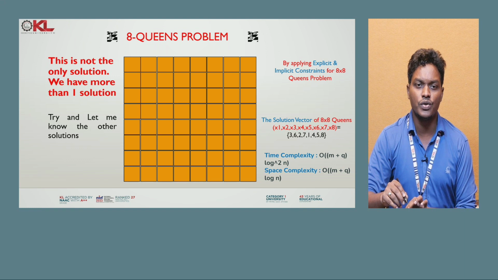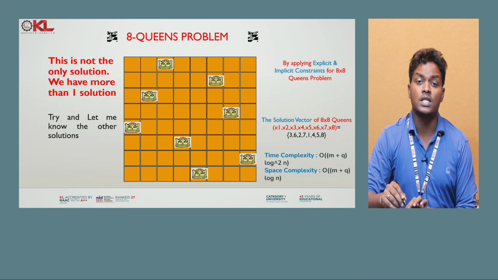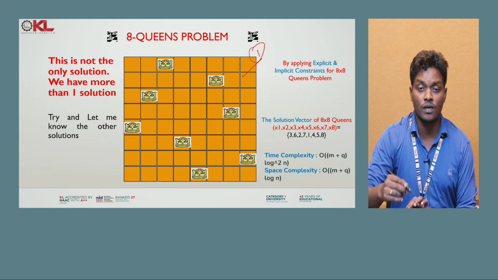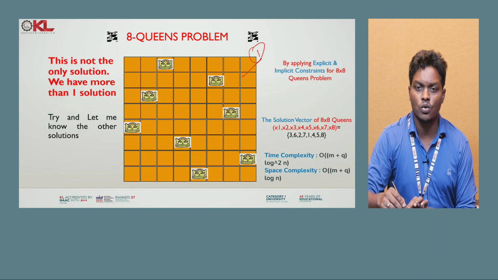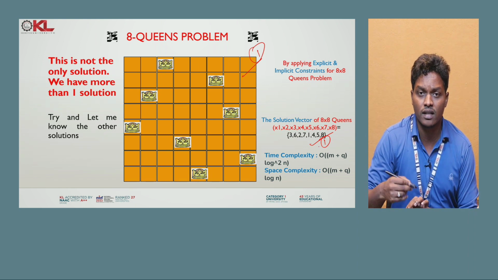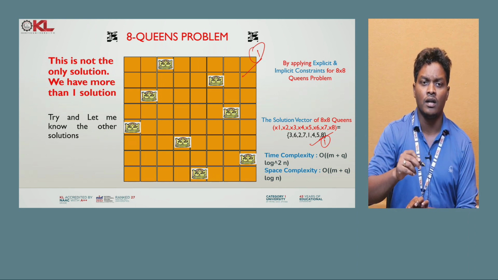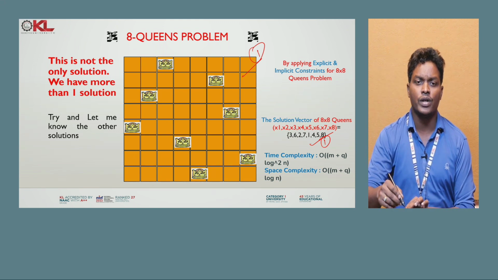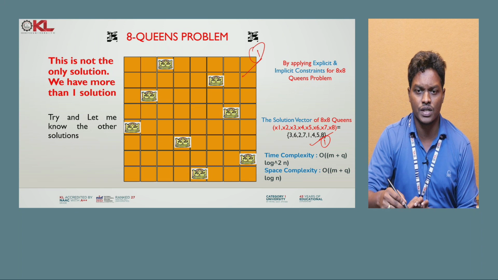Next, what solution can be obtained? So see here, this is one of the solutions. It is not a unique solution, but it is one of the solutions for the 8 queen problem. So what is the solution vector here? You can see here, the solution vector is 3, 6, 2, 7, 1, 4, 5, 8. Okay, we can try for other solutions by applying different explicit and implicit constraints. We can have different solutions obtained.